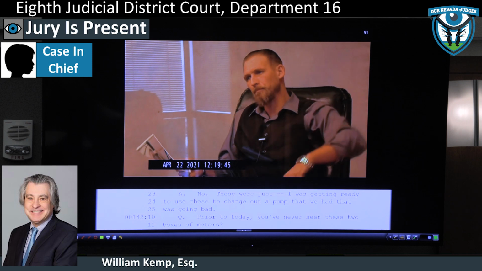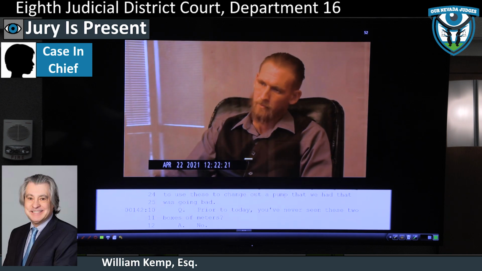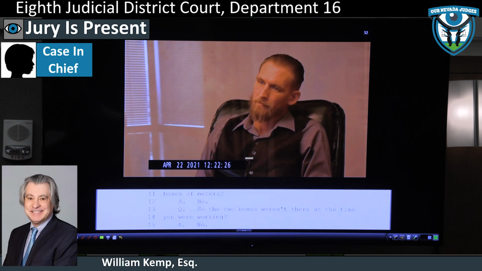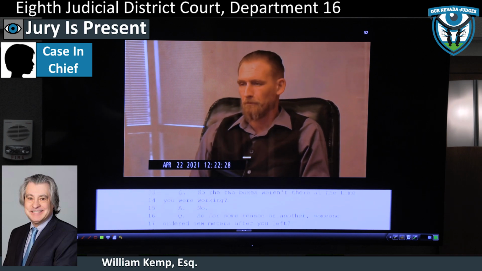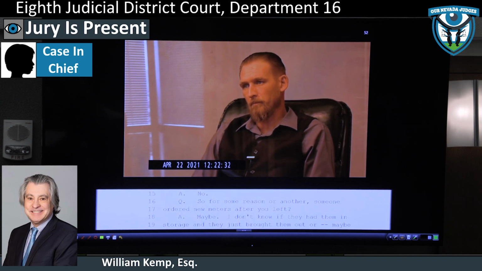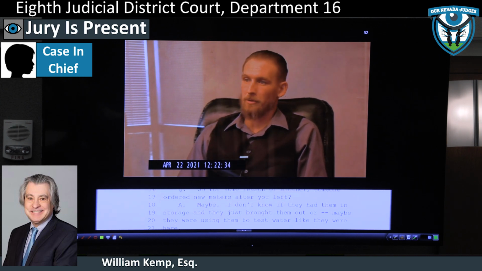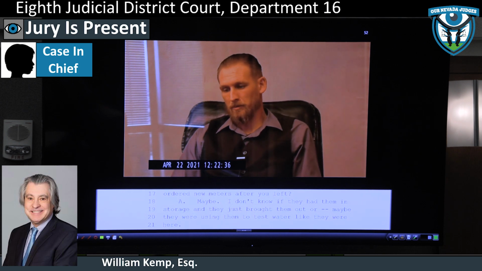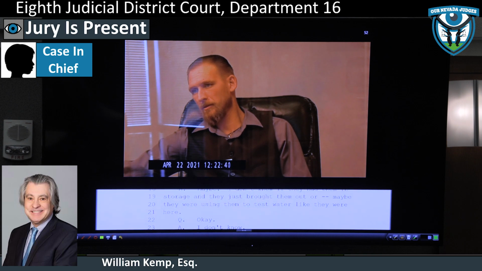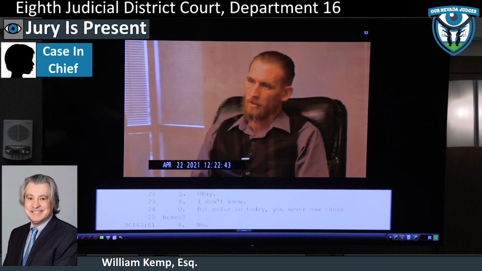Okay. Prior to today, you've never seen these two boxes of meters? No. So the two boxes weren't there at the time you were with it? No. So for some reason, someone ordered new meters after you left. Maybe, I don't know, if they had them in storage and they just brought them out, or maybe they were using them to test water like they were here. Okay. I don't know. But prior to today, you never saw these boxes.